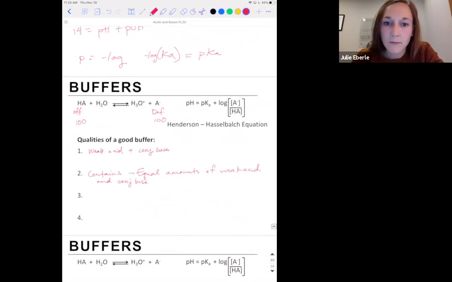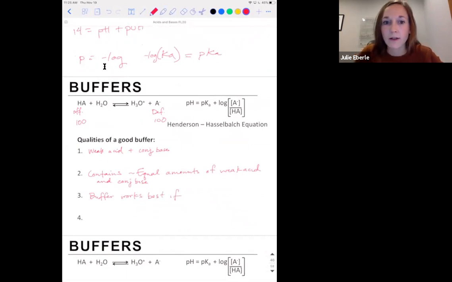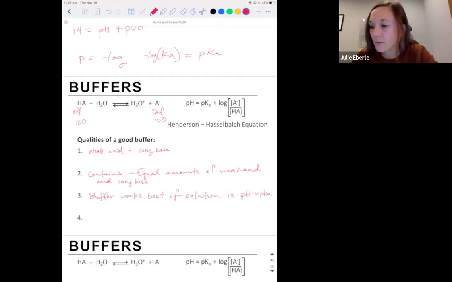Number 3, what this means is that the buffer works best if the solution that it's in, sorry, hold on, I have to move something. If the solution of the buffer is being kept where the pH is approximately equal to pKa, okay?